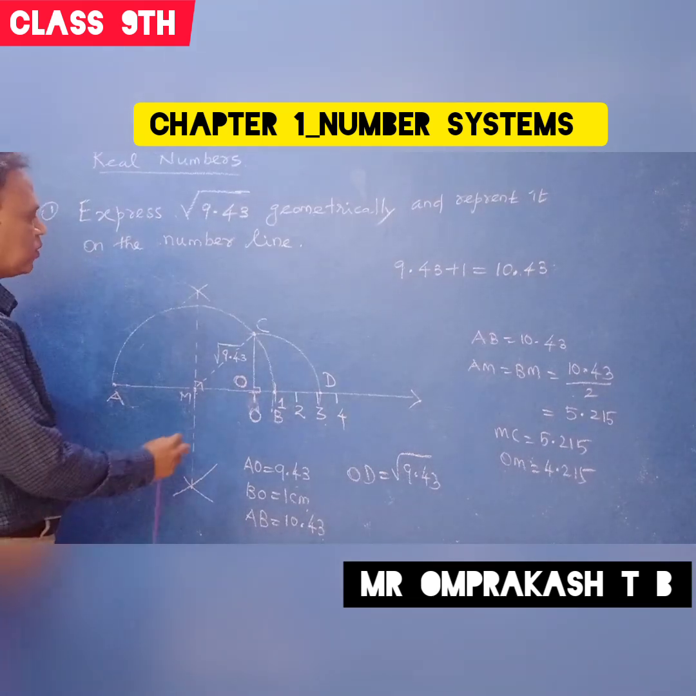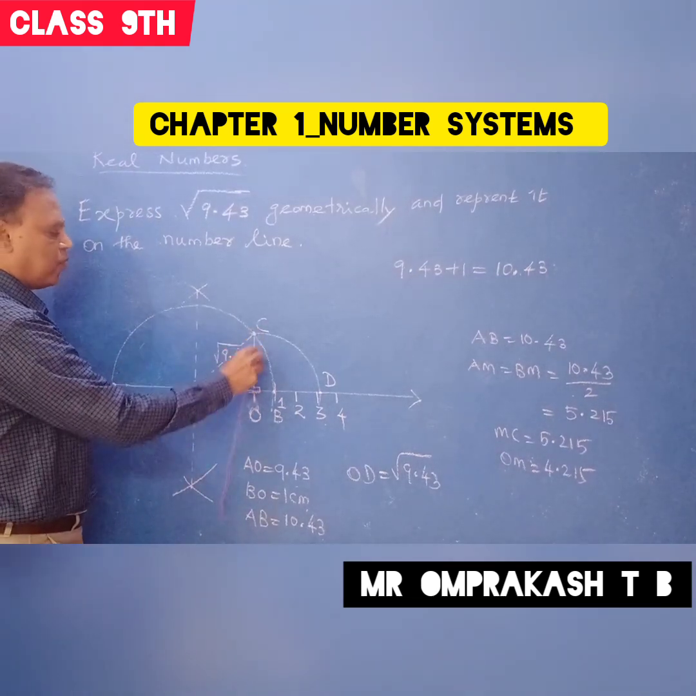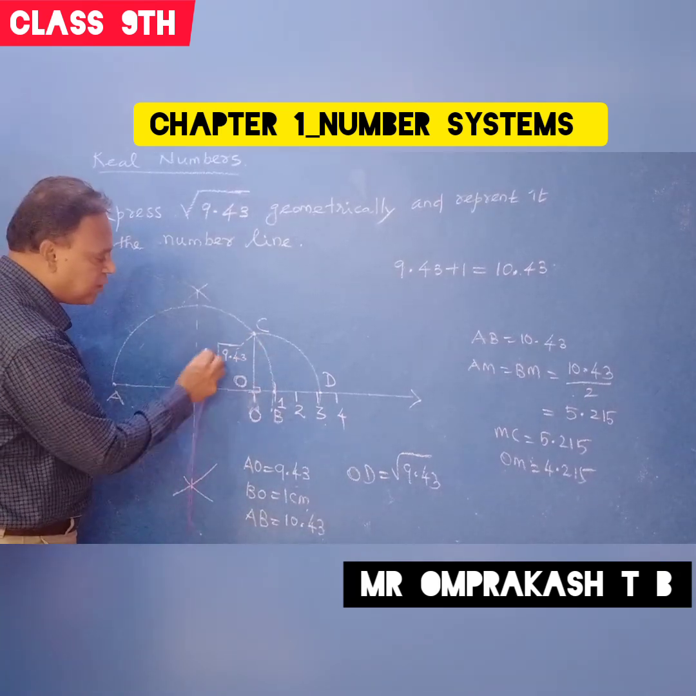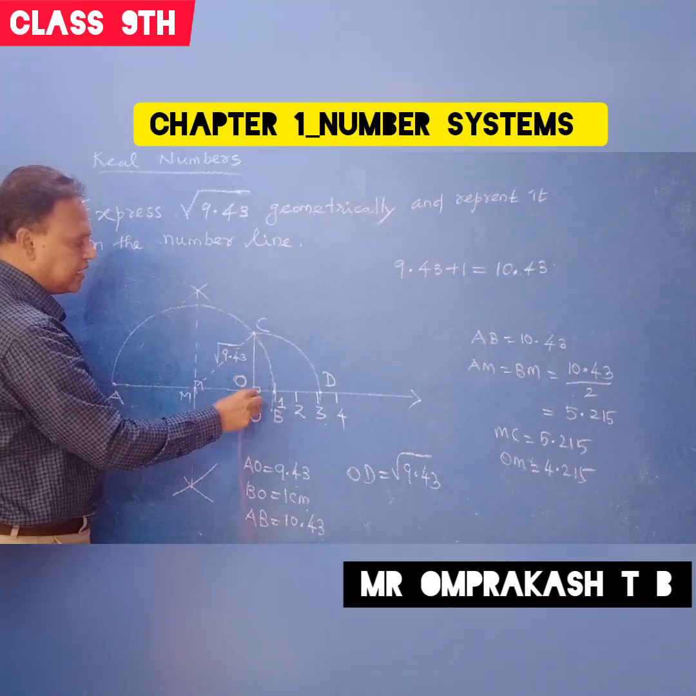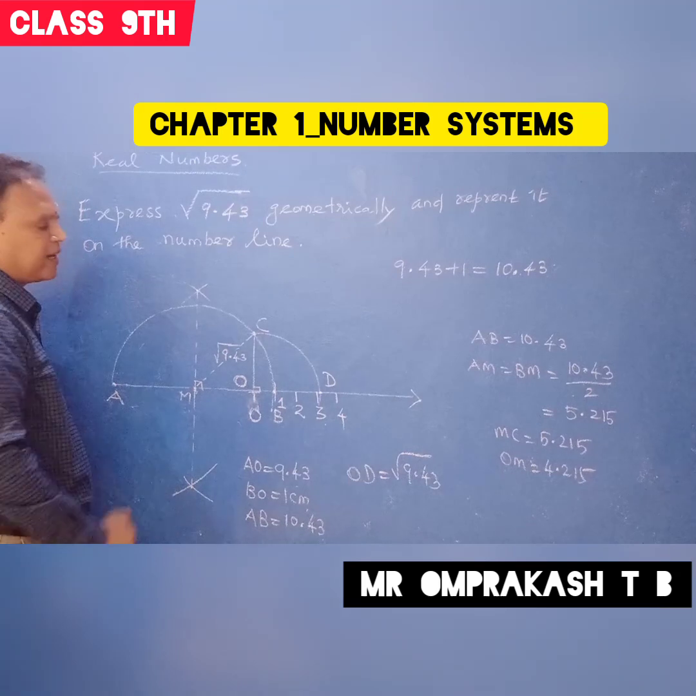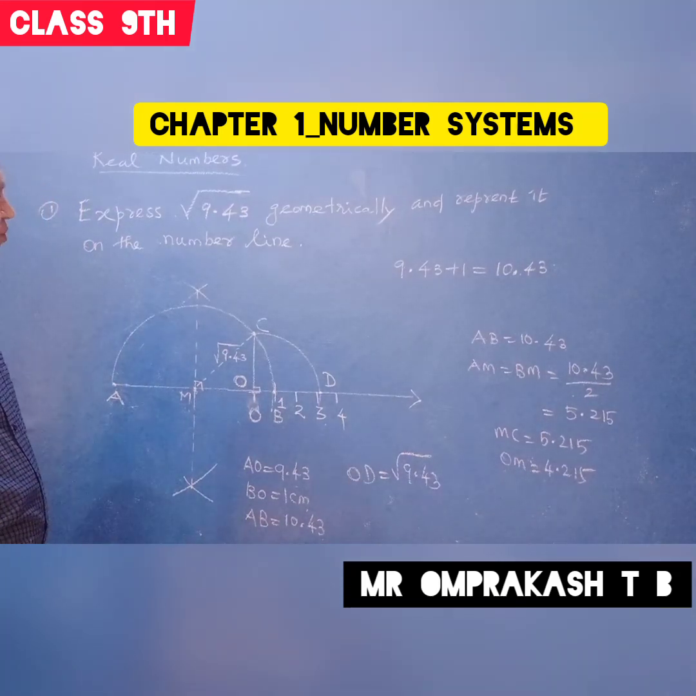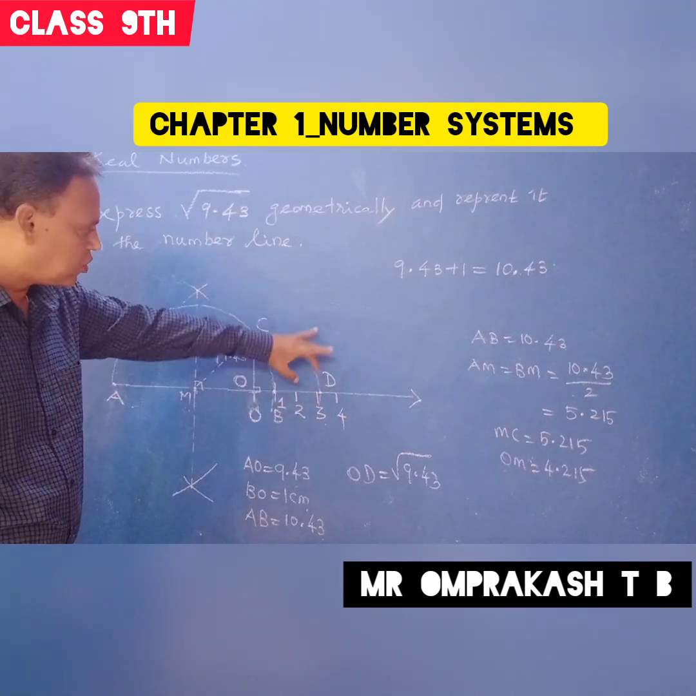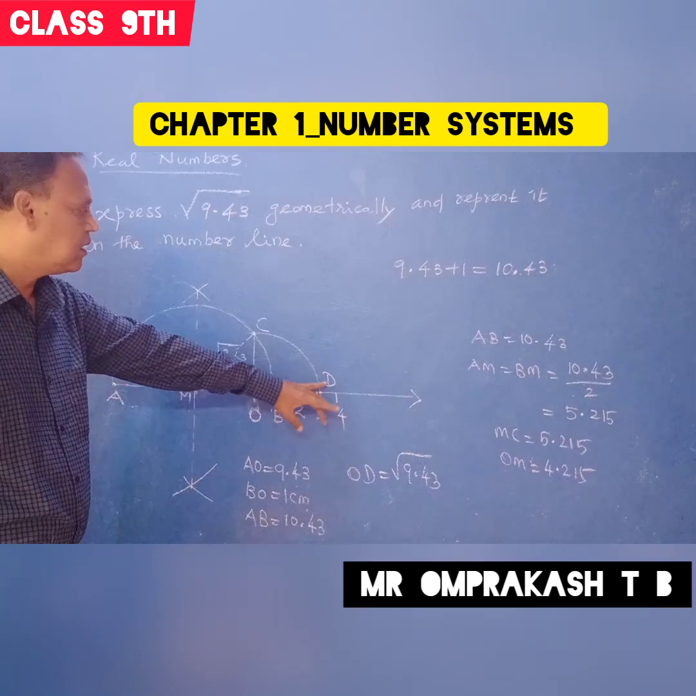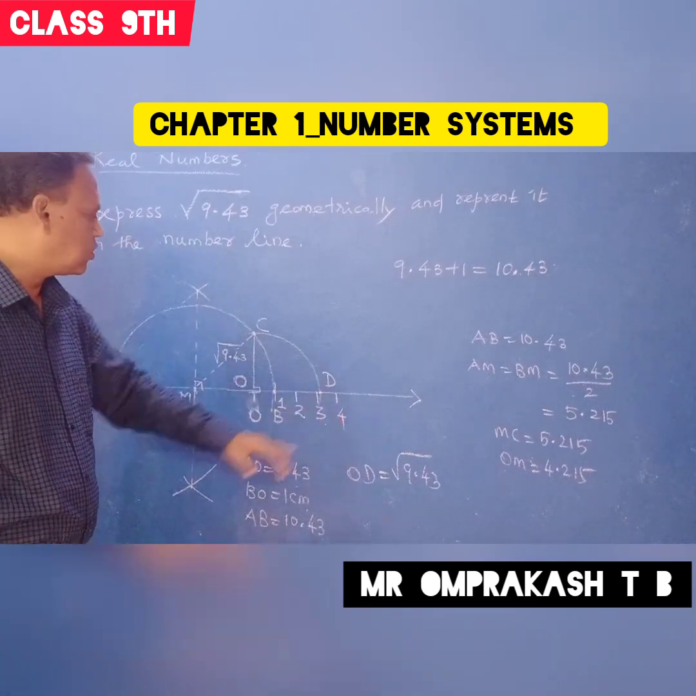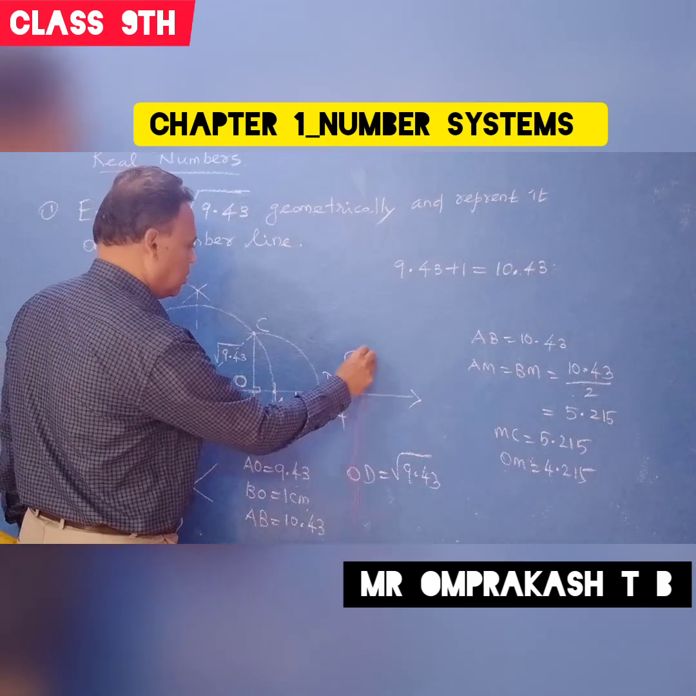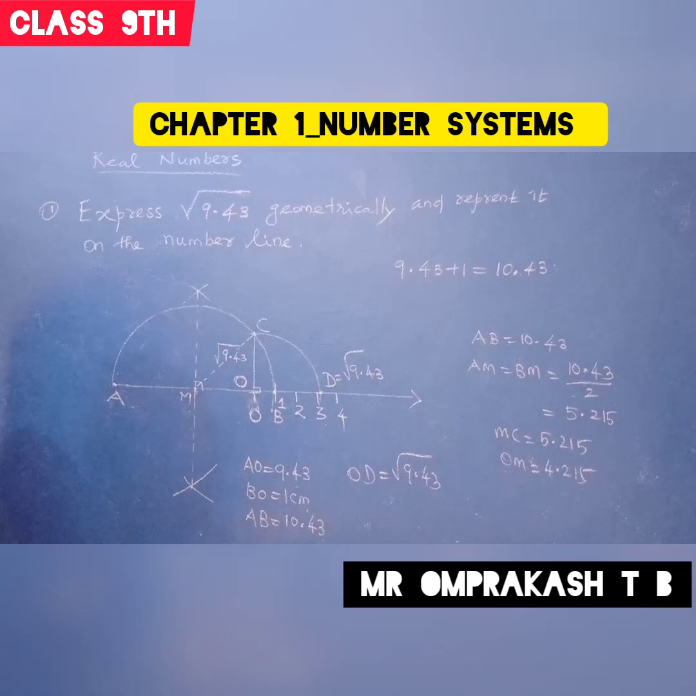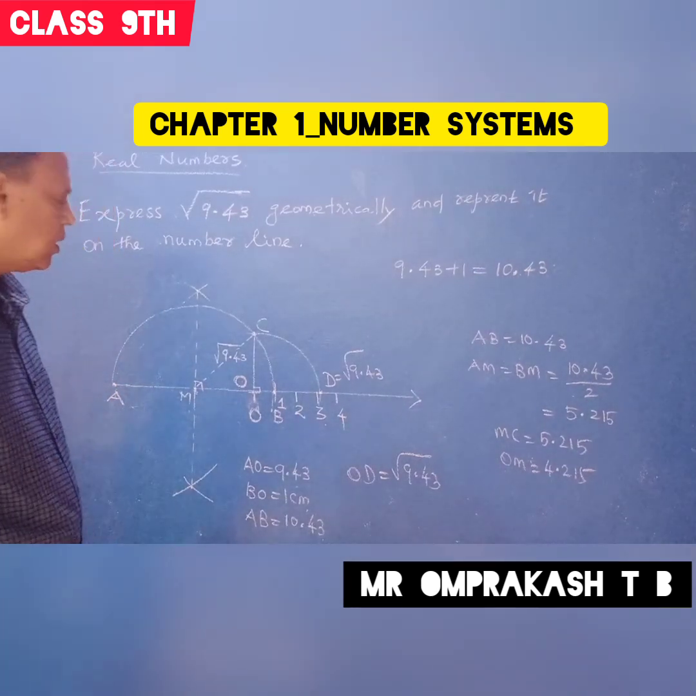Understand? Now, this is 90 degrees, so it forms a right angle triangle. So by using Pythagoras theorem, you can easily find this OC. Correctly you will get root over 9.43. Using this as a radius, draw the arc; it will pass through the number line. There you will get root over 9.43. The point D is root over 9.43. Clear?